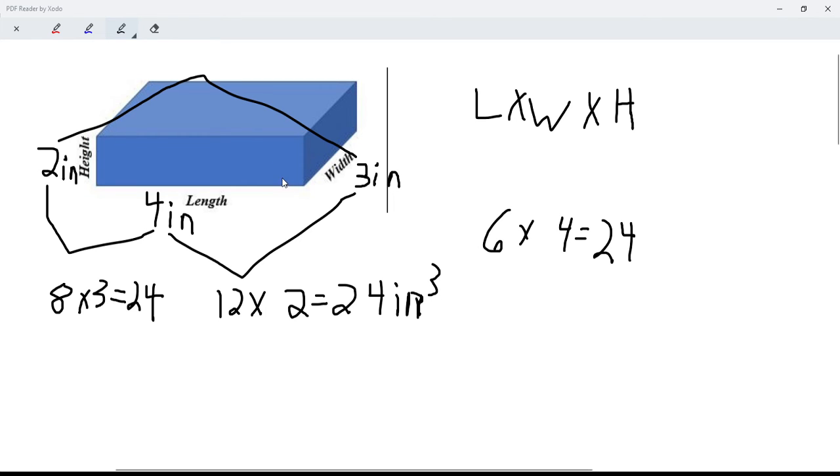So that's because what they're saying is 24 one-inch cubes could fit in this rectangular prism. If I had exactly 24 inch cubes, they would be able to fit into this rectangular prism. That's how many one-inch cubes this would hold.